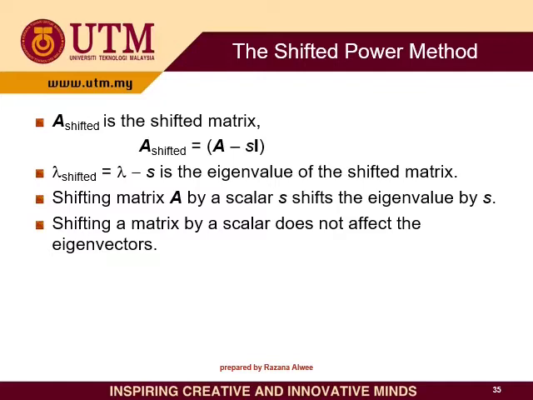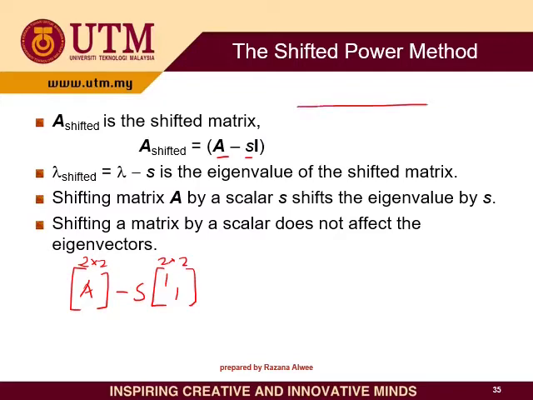Let's say we have matrix A, and then we subtract a scalar, let's say S, so this is matrix A, this is our scalar S, and this is our identity matrix. This depends on the matrix. If it is 2 by 2, the identity will be 2 by 2. If it is 3 by 3, the identity will be 3 by 3. So we shift the matrix here, matrix A minus the shifted value here.